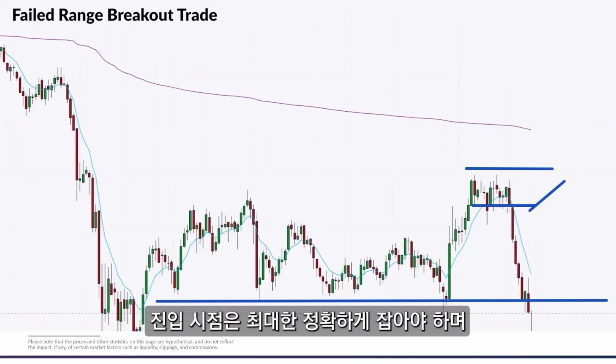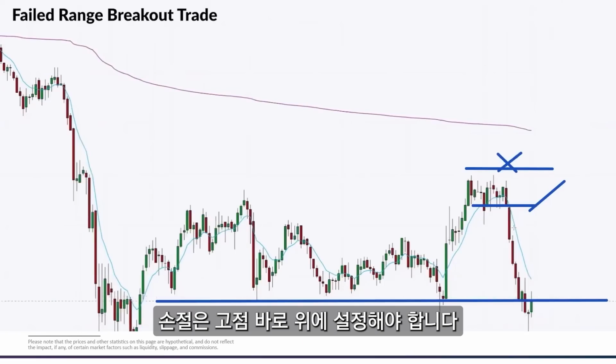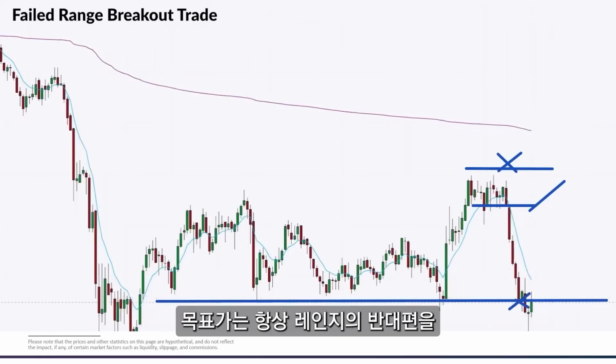You want to be as close on entry as you possibly can be. You want your stop to be just above the highs, and you always want to target the other side of the range.